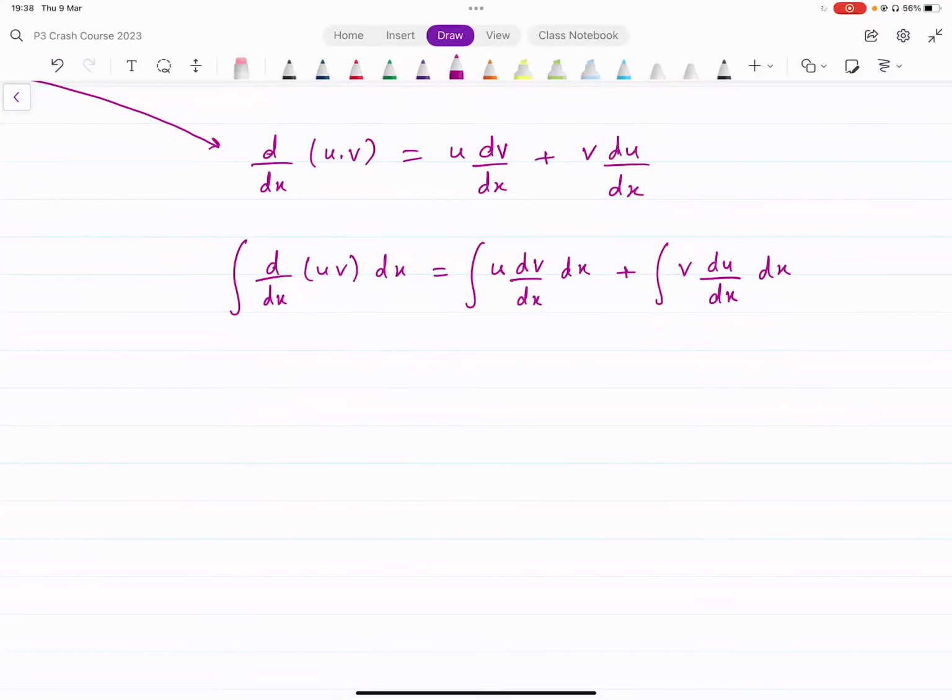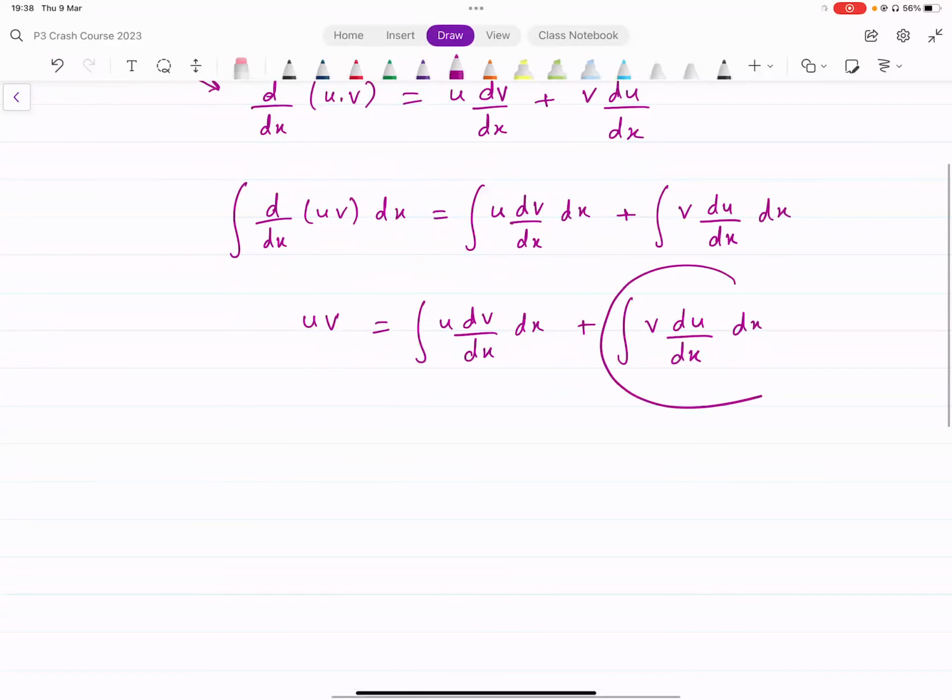Now, on the left side, we have integration with respect to x and differentiation with respect to x. They cancel each other's effect and we're just left with u into v on the left side. On the right side, we have the integral of u into dv over dx with respect to x, and the integral of v into du over dx with respect to x.